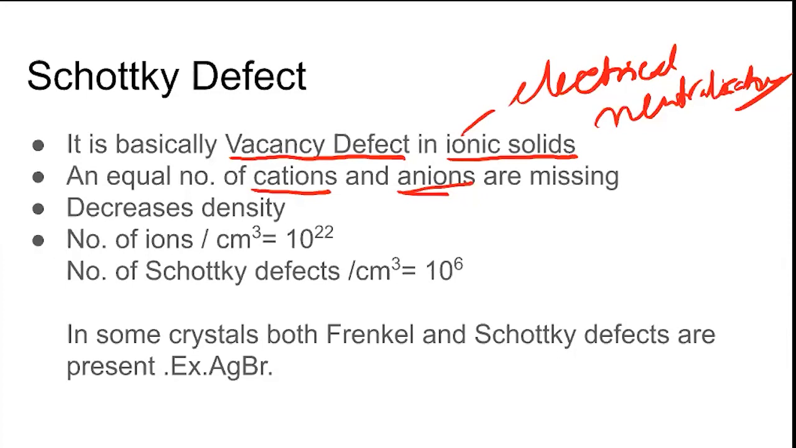But what about the Schottky defect? What will happen to the density? Density will increase most probably because we are adding. No, they are missing. It will decrease, basically. But if equal numbers of cations and anions are added instead of missing, then yes, in that case, density will increase. If they are missing, density will decrease. That is called Schottky defect.